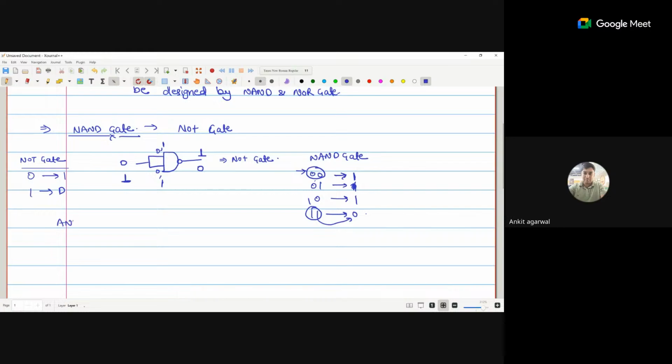Now the AND gate. AND gate implementation is very easy. This is a NAND gate, giving AB bar. If I apply a NOT gate at the output of this NAND gate, we get the AND gate. And the NOT gate we already implemented, by shorting both inputs of a NAND gate.